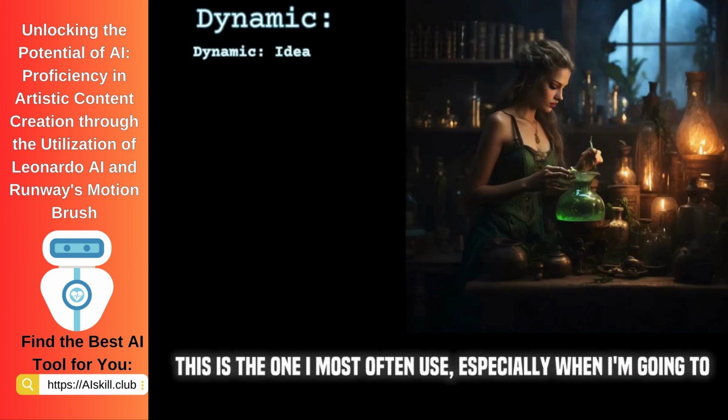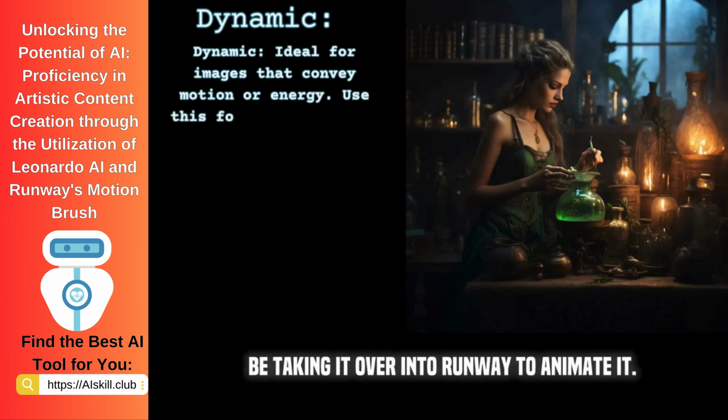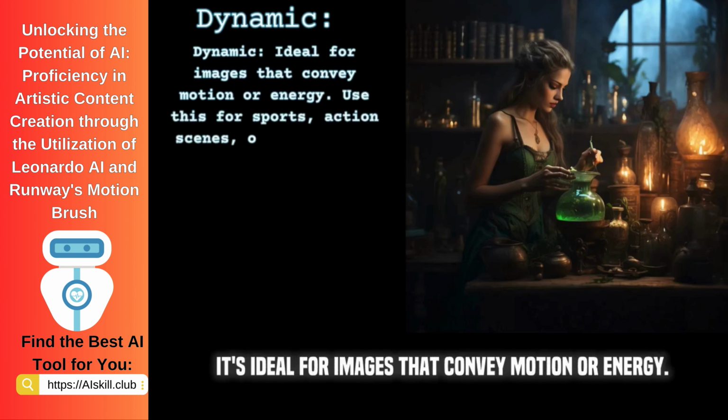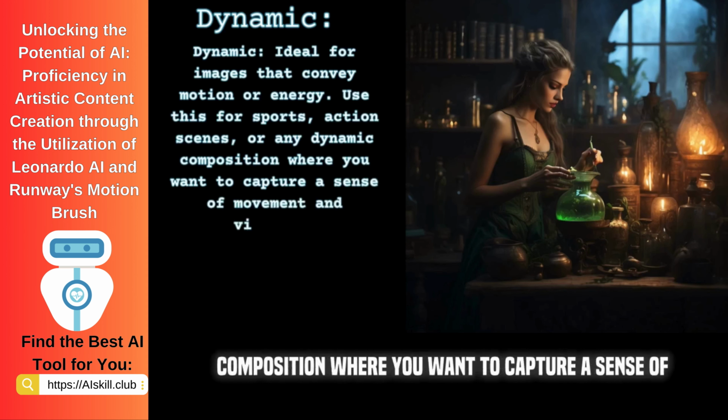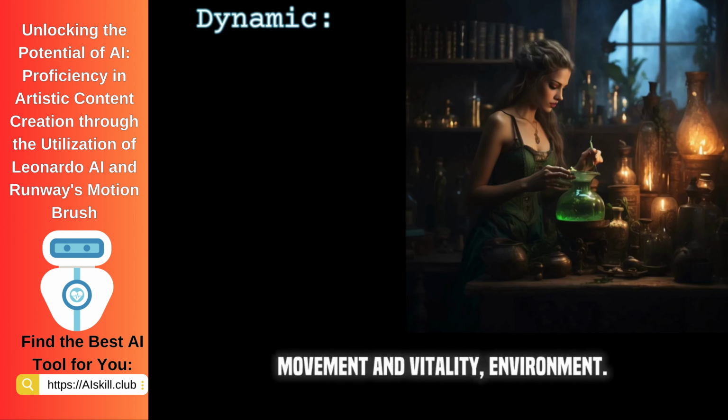Dynamic. This is the one I most often use, especially when I'm going to be taking it over into Runway to animate it. It's ideal for images that convey motion or energy. This is used for sports, action scenes, or any dynamic composition where you want to capture a sense of movement and vitality. Environment.